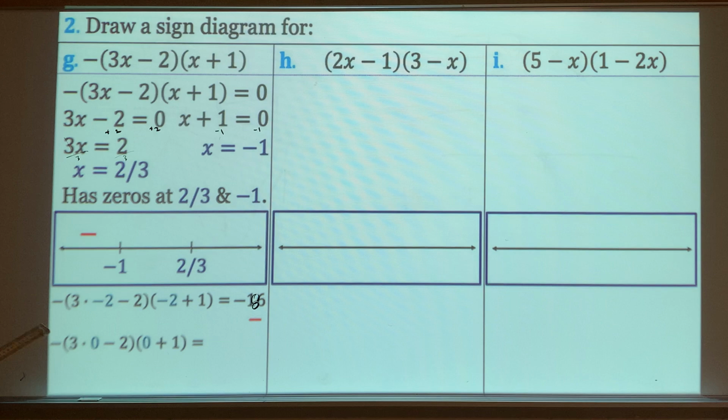All right. Between these, you got 0. This is easy. 0 times negative 2 is negative 2 times 1. And a negative 2 times a negative is a positive 2, which is a positive number.